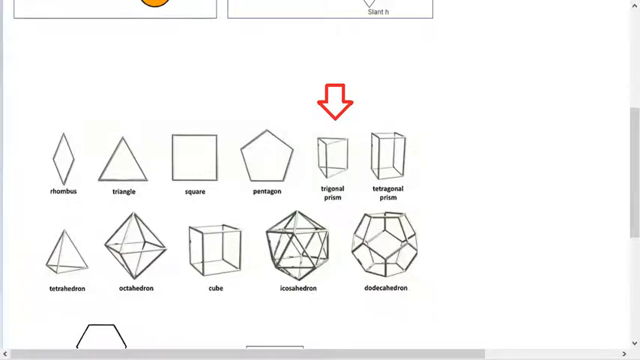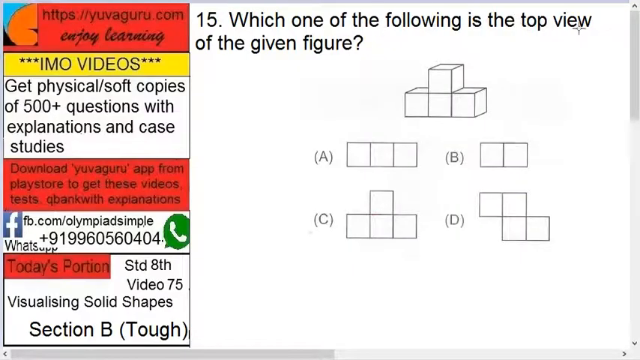So remember this. Which of the following is the top view of the given figure? Top view means from above. That is called a plan actually. So of the given figure, what if you see this from above? What will you see? You will see only these 3 blocks, nothing else. Okay, nothing of these. So only A is the answer.